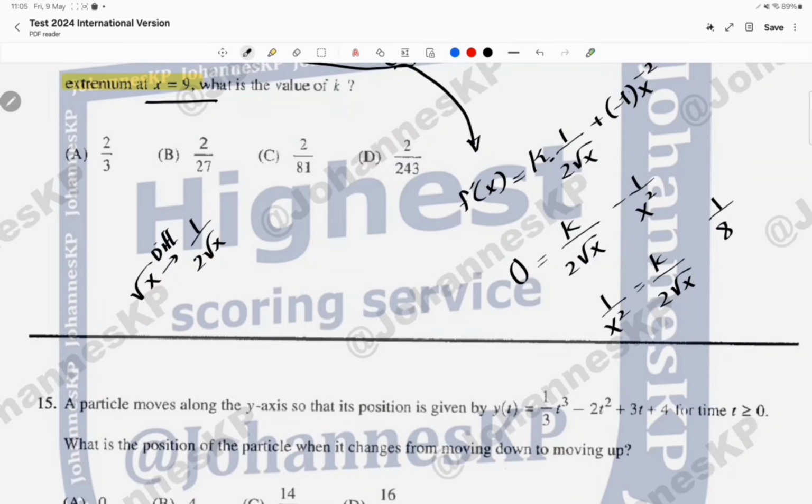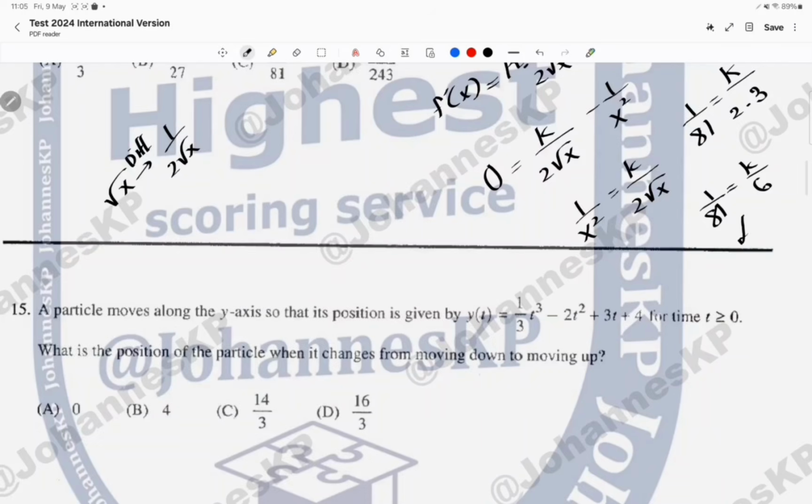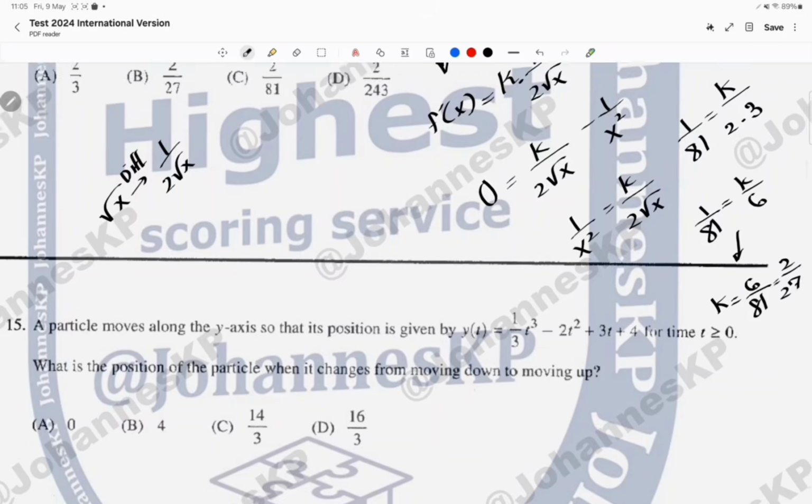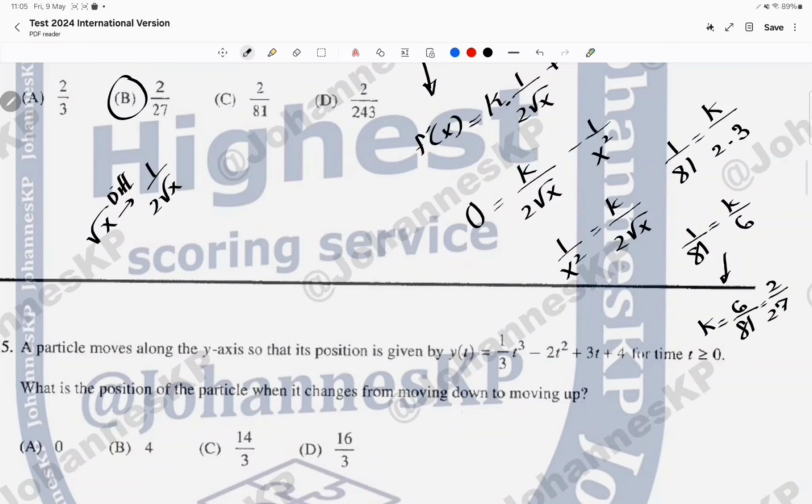So 1 over 81 equals k over 2 times the root of 9, which is 3. 1 over 81 equals k over 6. So k is equal to 6 over 81. And I think if we simplify by dividing by 3, we'll get 2 over 27, right? Which is B.